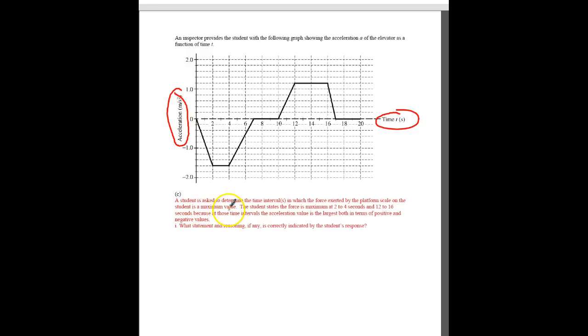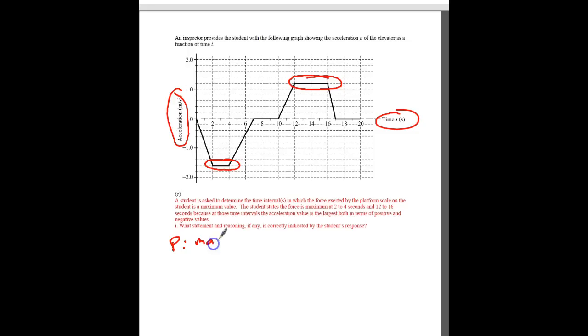So it's really high. The student says it's maximum at 2 to 4 seconds and at 12 to 16 seconds. So they're looking at it here, and they're looking at it here. They want to know what statement and reasoning, if any, is correctly indicated by the student's response. So we're going to tackle this using the PEE format.